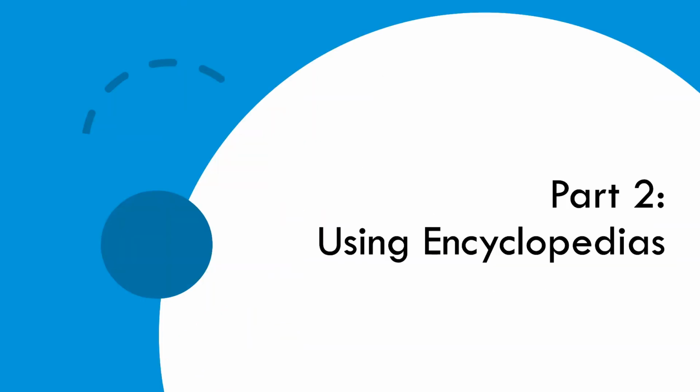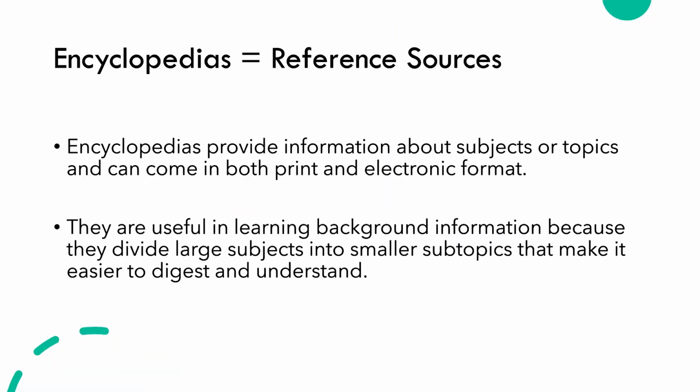Part 2, using encyclopedias. Encyclopedias provide information about subjects or topics and can come in both print and electronic format. They are useful in learning background information because they divide large subjects into smaller subtopics that make it easier to digest the topic as a whole. Look carefully at how an encyclopedia entry or article is subdivided. This can be particularly helpful in developing ideas for how to create a concept map or write an outline.